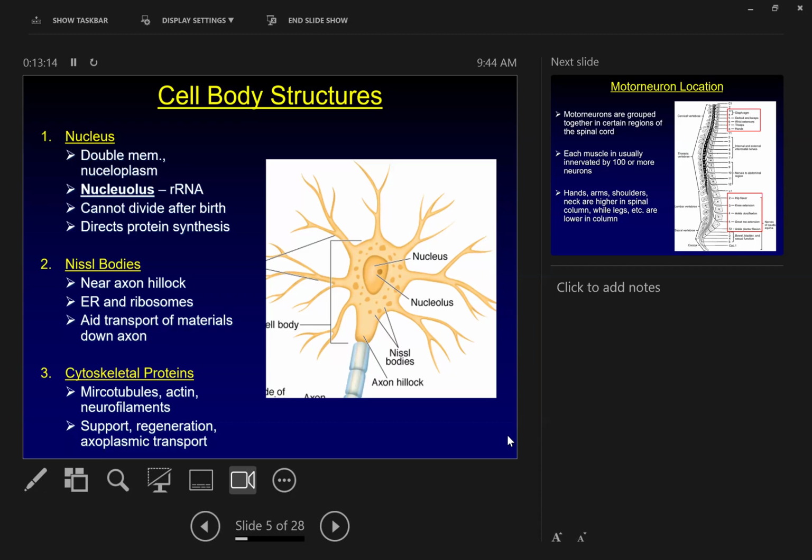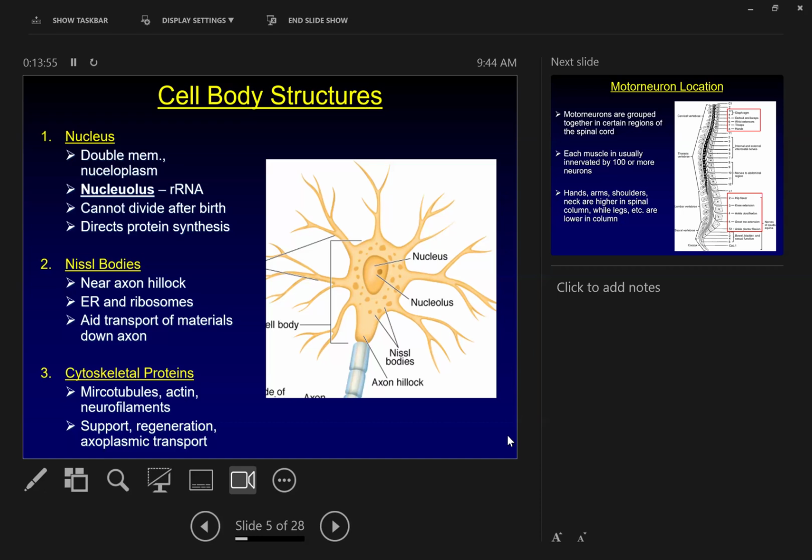Nissl bodies have lots of ribosomes, lots of endoplasmic reticulum. Basically, the nucleus says make these proteins. They get made by the ribosomes here in the Nissl bodies, packaged up in the endoplasmic reticulum. And then if you look down an axon, there's a bunch of what we call cytoskeletal proteins: microtubules, things like actin, and things called neurofilaments. In essence, you make proteins in the spinal cord, like things you need, like acetylcholine, and it has to travel all the way down the axon to get to the neuromuscular junction. So there's all of this constant transport happening.